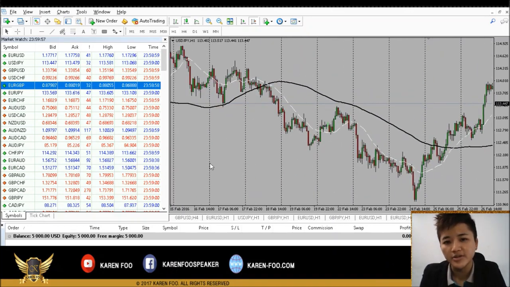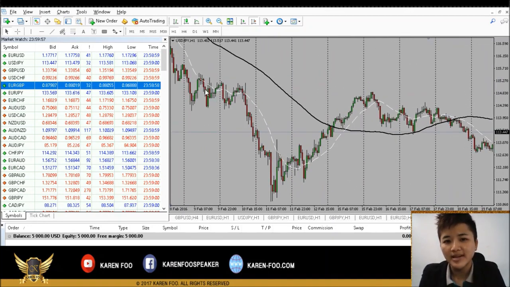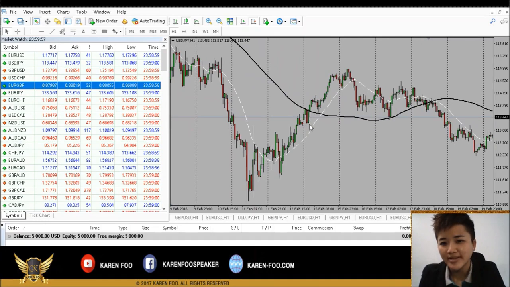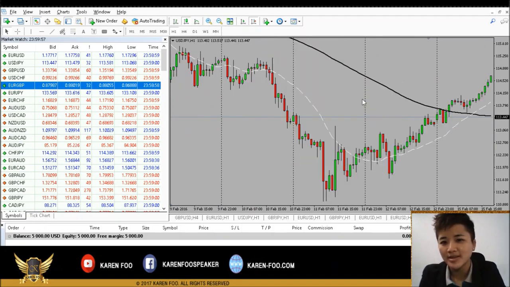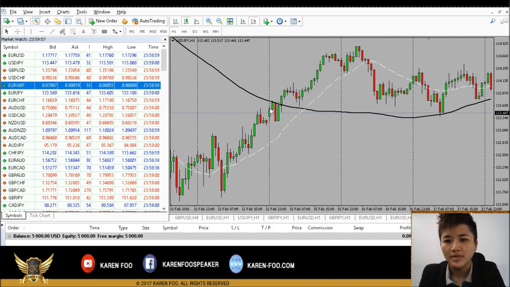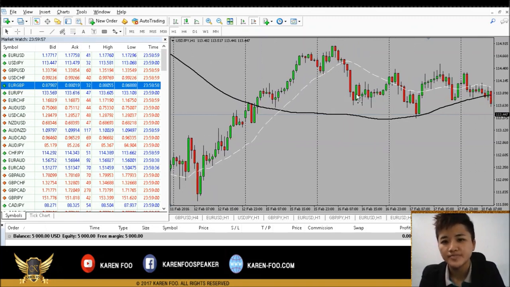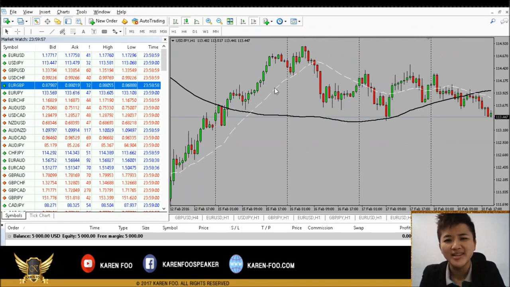Okay, if I continue to scroll, you realize that every day, this day, this day, this day, and here you realize that for this day, it didn't touch 20 SMA at all. But then the next morning comes, it has to come down and touch 20 SMA. So normally when the whole entire day didn't touch 20 SMA, the next morning very likely the price has to come down and touch 20 SMA.